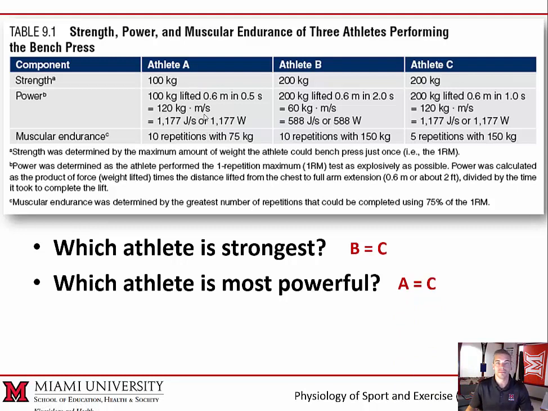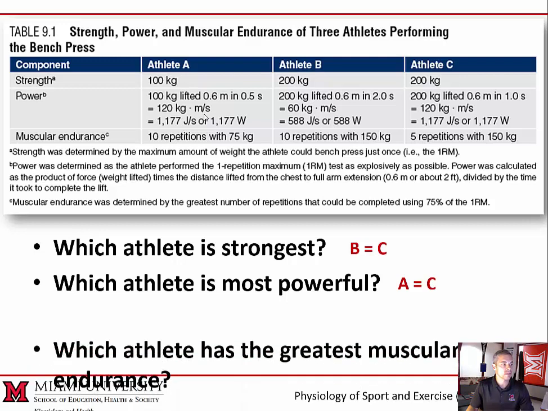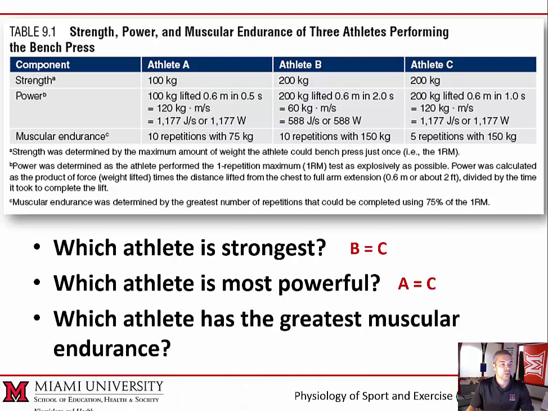And then for muscular endurance, which athlete has the greatest muscular endurance? Athlete A performing 10 reps at 75% of their 1 RM load. Athlete B, 10 reps at 75%. And athlete C, only 5 reps at 75%. So based upon that, we could say that athletes A and B have equal muscular endurance, whereas athlete C has lower muscular endurance.